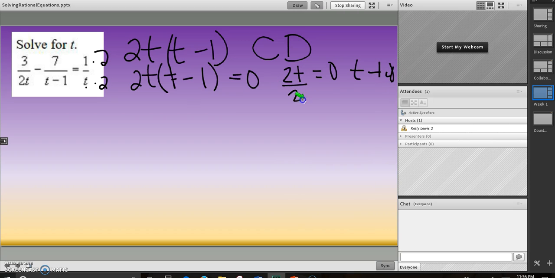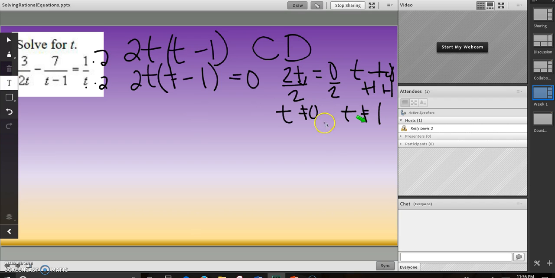So when I divide by 2 here, I get t equals 0. So t cannot equal 0. And then t minus 1 equals 0. I'm going to add 1 to both sides. So I get t equals positive 1. So t cannot equal positive 1. That's my domain. All right, t minus 1. T equals 1, t equals 0, that's my domain.